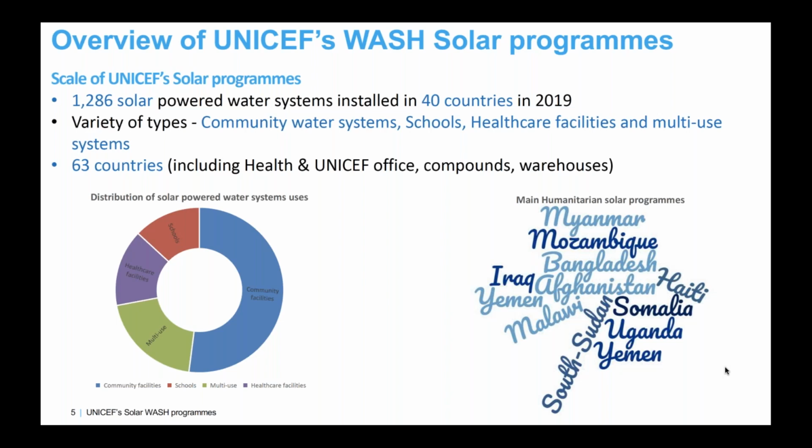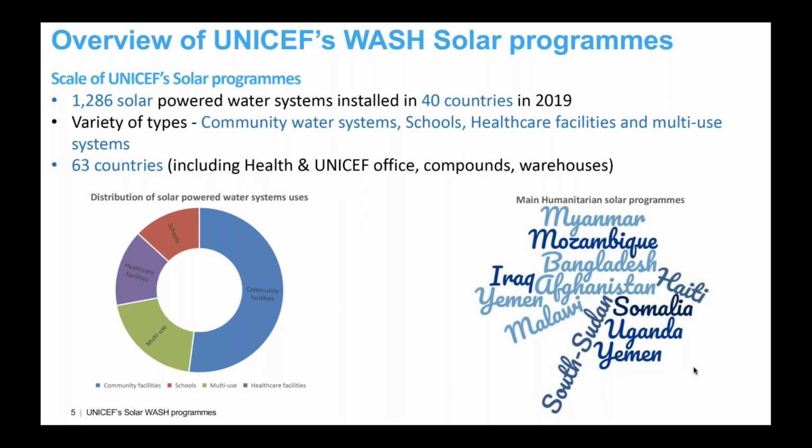If you see the pie distribution, you will see that most of the water supply systems go and relate to providing water to communities. But you see that there are other connections with the schools, healthcare facilities, and other uses which are important also. And you see where the main humanitarian programs using solar are around the different countries where we work.